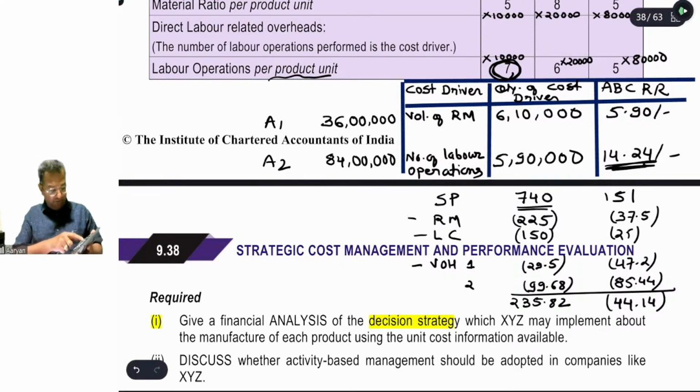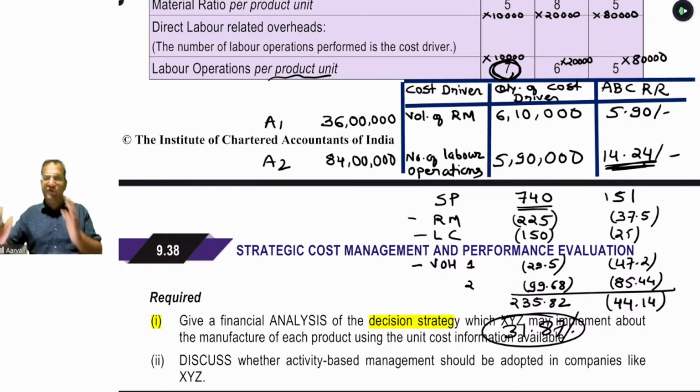So divided by 740, it will provide you a contribution of 31.87%. So based on ABC method, the only product you should accept is product number 1.